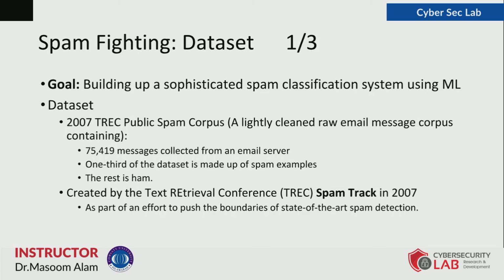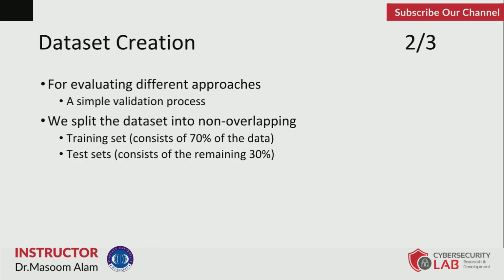This dataset contained more than 75,000 email messages, and one third of the dataset is made of spam examples, and the rest is ham, that is clear. In most cases, we have split our data set into this composition. So we have 70% of the data as a training set, and we have 30% of the data as the test set. And for the evaluation of different approaches, we have, for example, the blacklist technique, we have the LSH technique, and then in the end, we have a multinomial naive Bayes technique to improve the accuracy of our results.